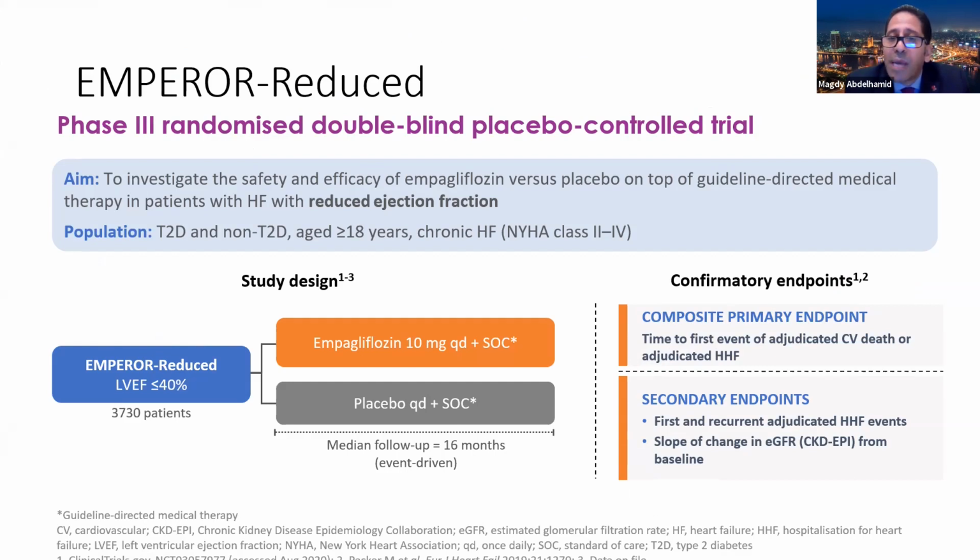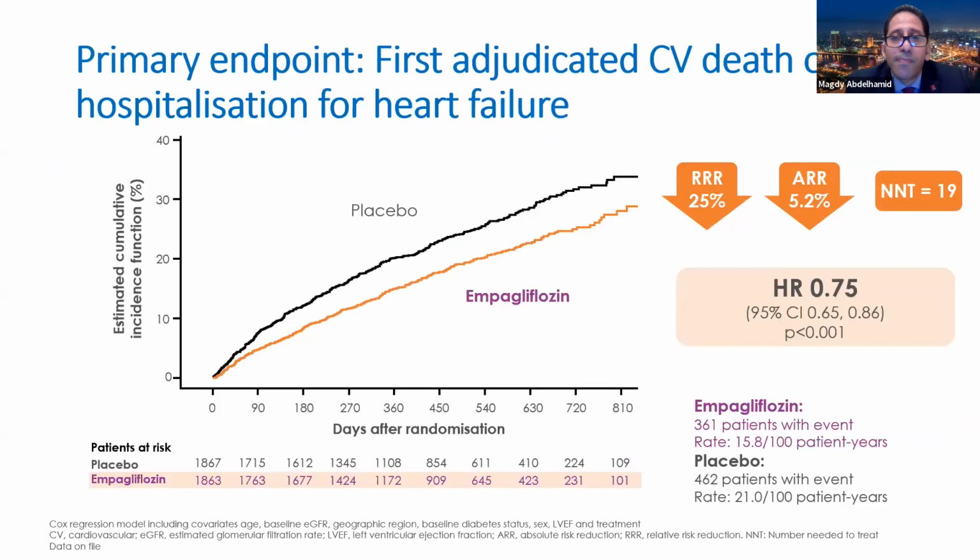And they looked for the primary endpoint, which is time to first event of adjudicated cardiovascular death or heart failure hospitalization, and the secondary endpoints, which is first and recurrent adjudicated heart failure event. And in addition, the slope of change in the estimated GFR, looking for the decline in GFR with the use of the drug compared with placebo.